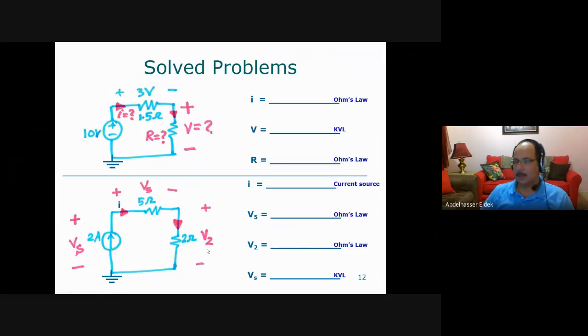Let us solve some more examples. For this one, we have a 10-volt source connected to 3 ohm. The resistance here is unknown. Here, this is 1.5 ohm, but the voltage is known. So how do we start solving this problem?